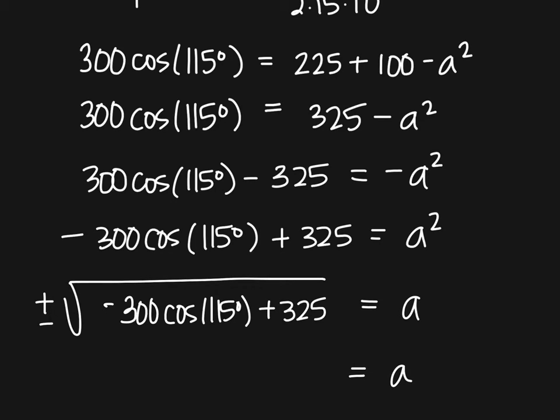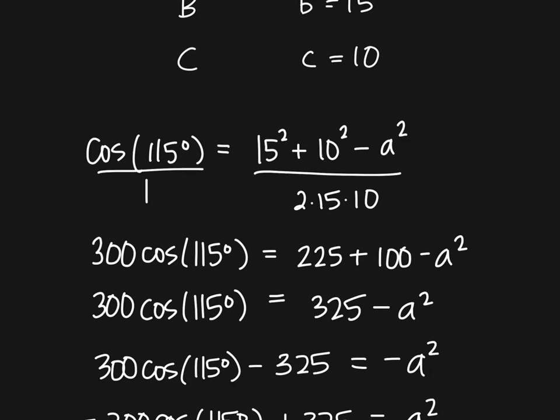Wait, what happened to the 3 times 2 times 15 times 10? That's 300, which I cross multiplied. 2 times 15 times 10 is 300. So I basically just replaced that with 300 so that I could cross multiply it to the cos 115.